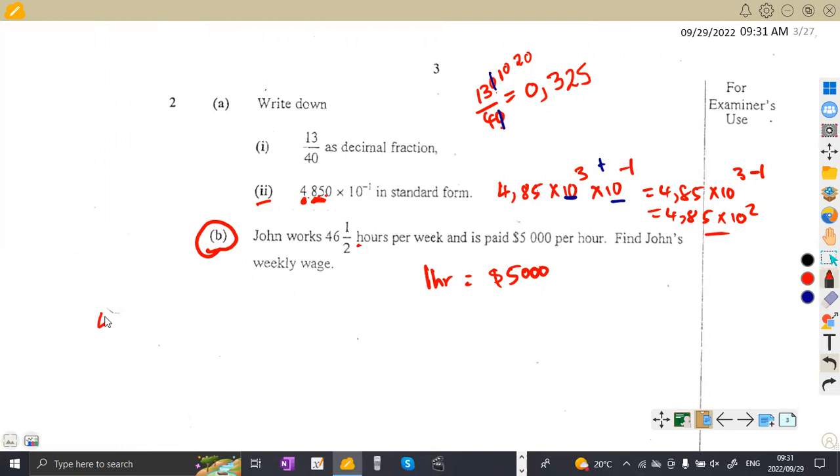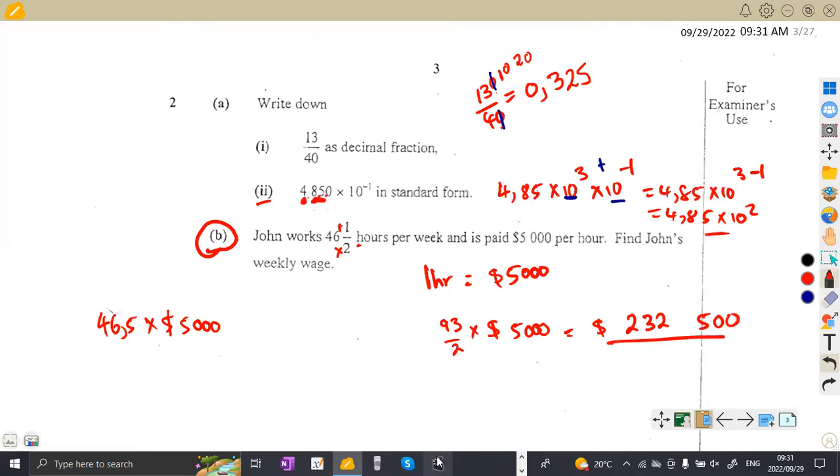So 46.5 times 5,000 because it's given per hour. So you multiply by 5,000, or you convert this to an improper fraction. That will be 92 plus 1, which is 93. So it's going to be 93 over 2 times 5,000. So that's what you're going to simply do, guys. And you can reduce this, which is going to give us 132,500. All right, so this is what you're going to have if we have to cross check.